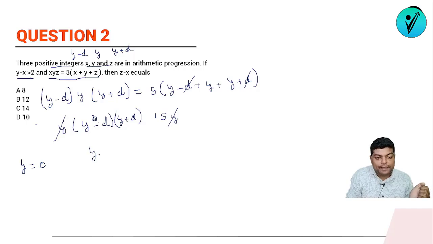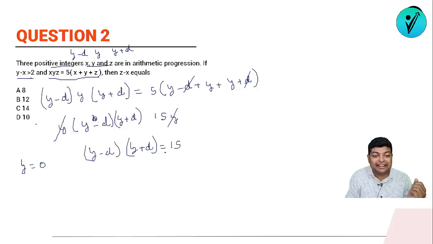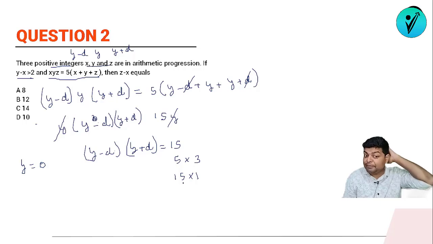So I'll have y minus d times y plus d equals 15. Again, a very important thing, x, y and z all should be an integer. X, y and z all are positive integers. Means ये पॉजिटिव इंटीजर है, ये भी पॉजिटिव इंटीजर, दो पॉजिटिव इंटीजर को मल्टीप्लाई करके मुझे 15 चाहिए. So in how many ways can I get it? Either it can be 5 into 3 and it can be 15 into 1, and we need a positive integer.